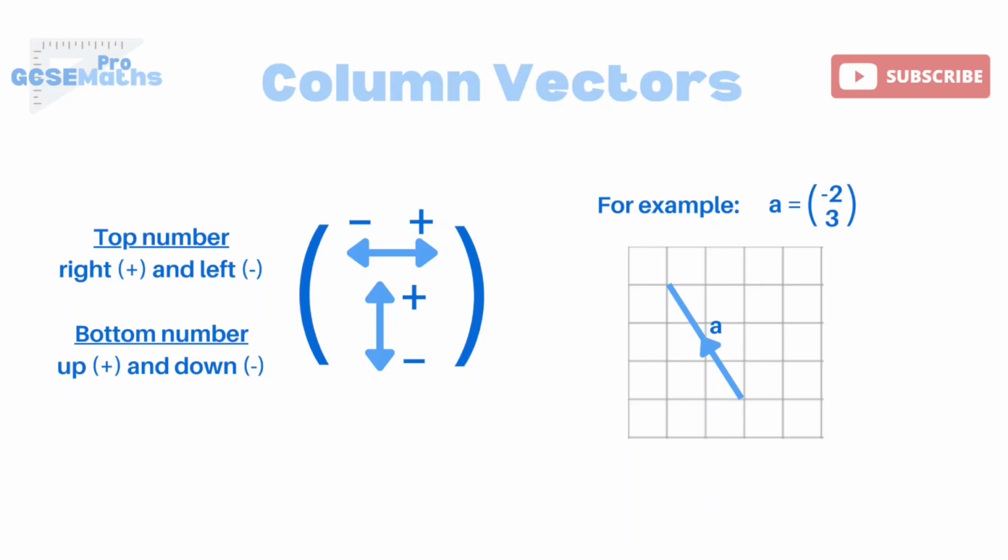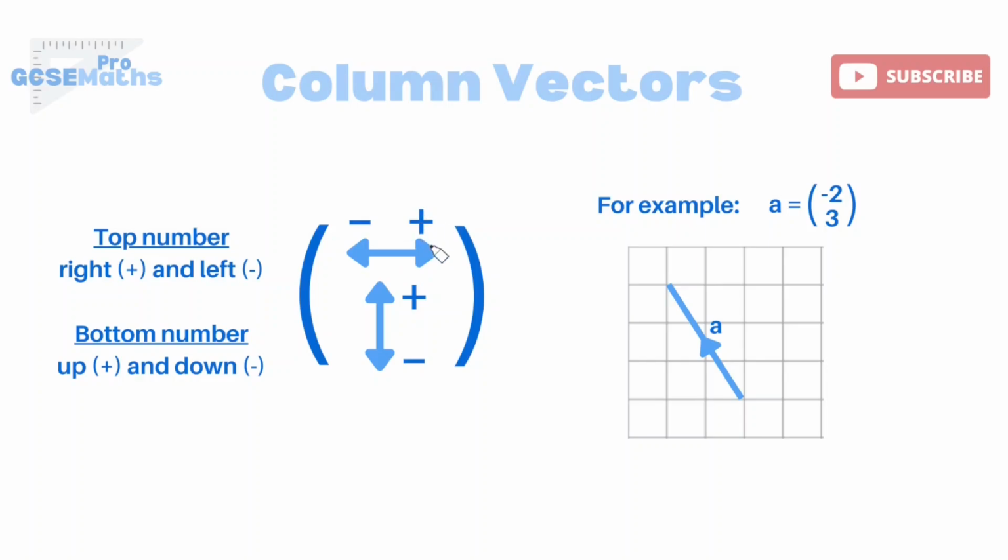So the first bit is to understand how a column vector is laid out and how it works. So you can see an example here. We're told that A is the vector minus 2, 3. So we've got a number at the top and a number at the bottom in brackets, creating this column. The top number means how far we're going to move left or right. If it's a negative, we're going to move left.